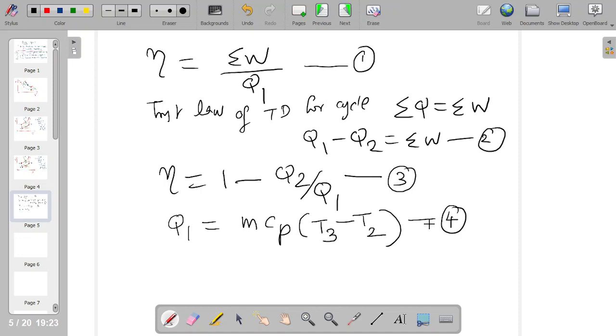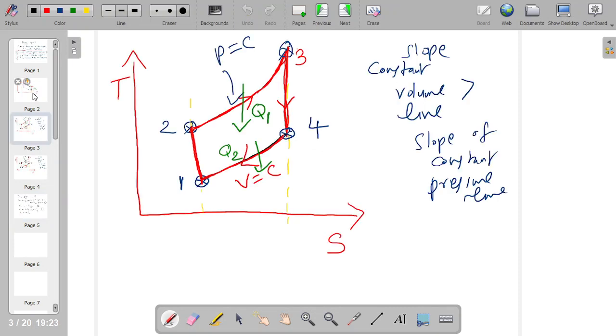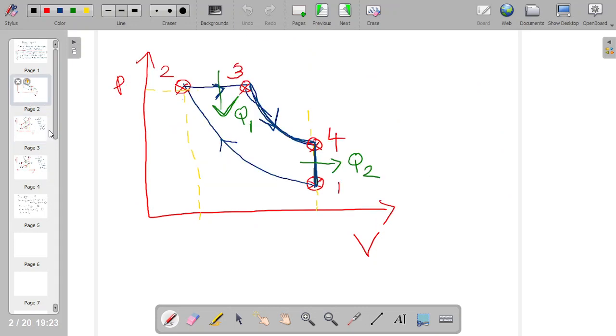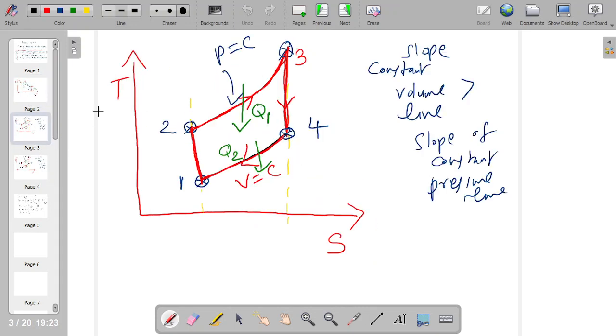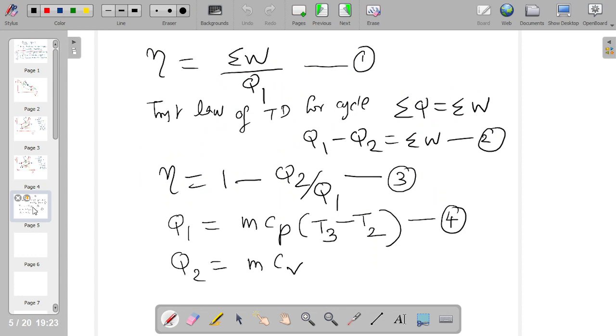And Q2 happens in the constant volume process, heat rejection. So instead of mCp, it will be mCv delta T. And remember, we have already given a negative sign for Q2, so while writing this expression, Q2 should be a positive value. So it should be mCv (T4 minus T1), not T1 minus T4, because you can see T4 is greater than T1. So we can write it as mCv (T4 minus T1). Now this is our equation 5.